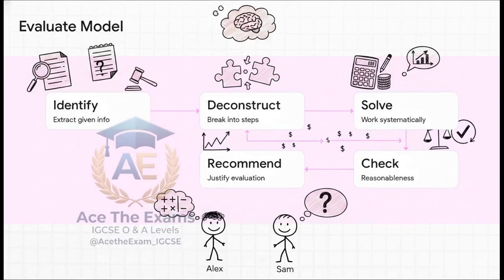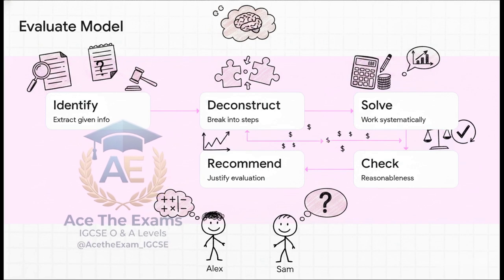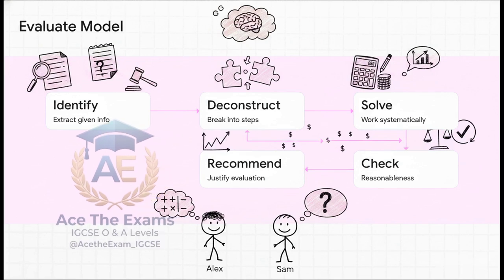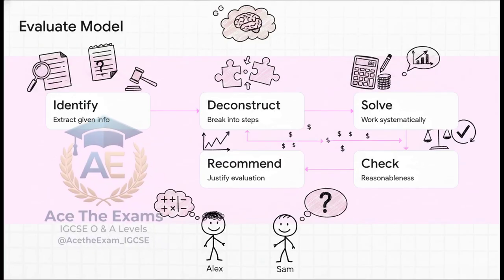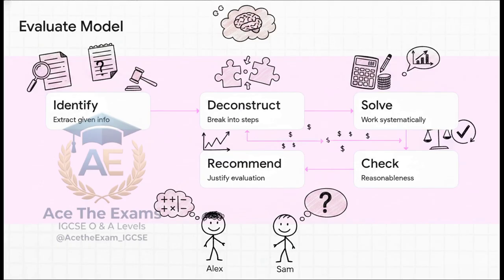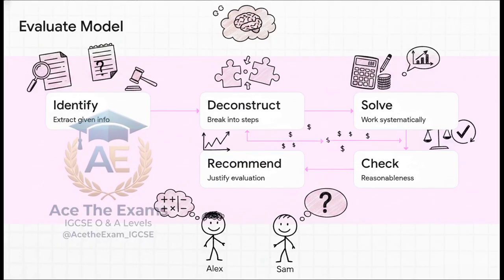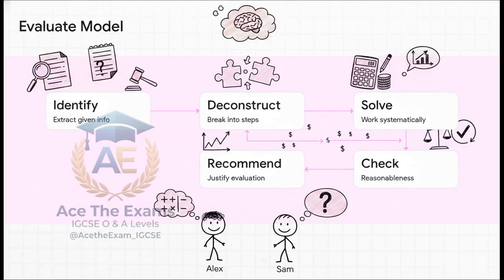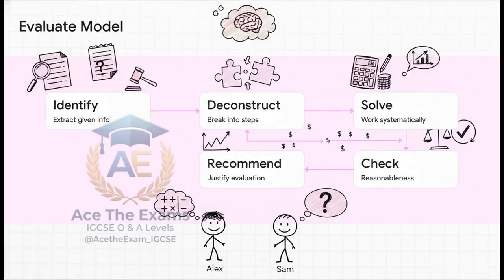The elite pass, the pass that gets full marks, requires you to first identify the given financial information from the source text, then break it into logical steps, solve the financial reality systematically, then, and this is the part almost everyone forgets, check for reasonableness, and finally, make deeply justified recommendations. If you don't justify your final recommendation using the exact mathematical data you just solved, you are entirely missing the evaluate command.